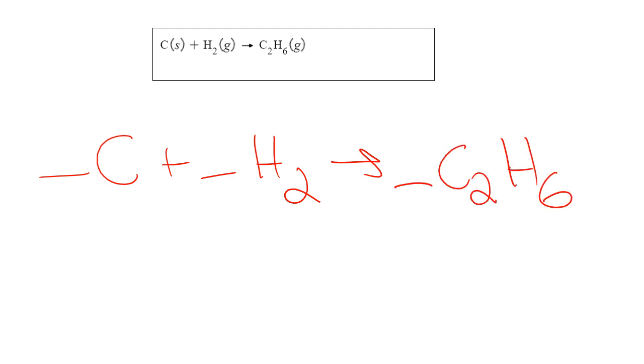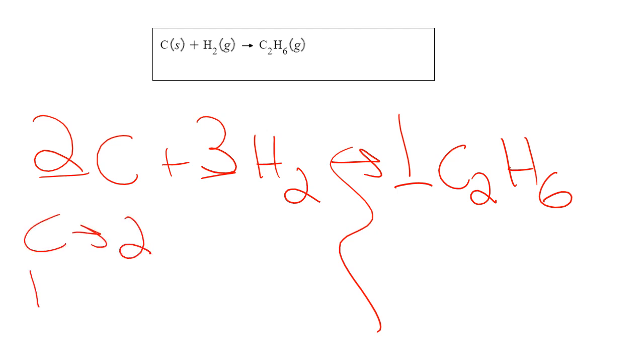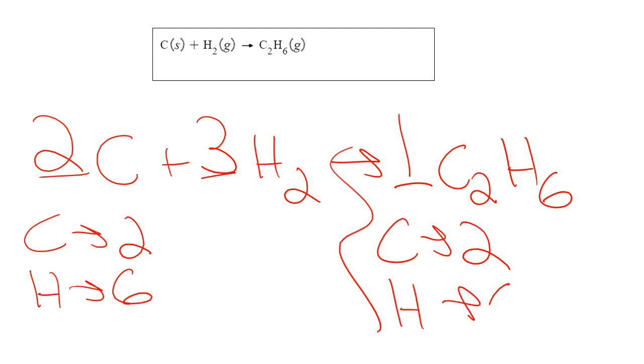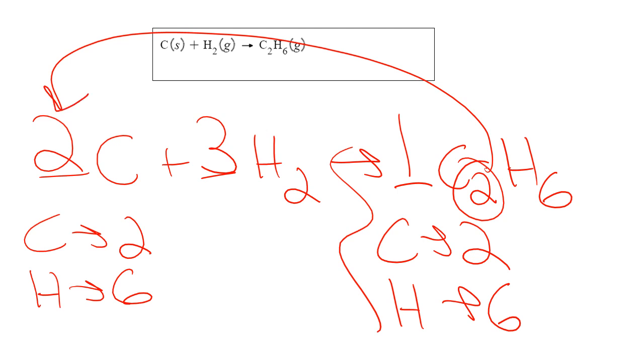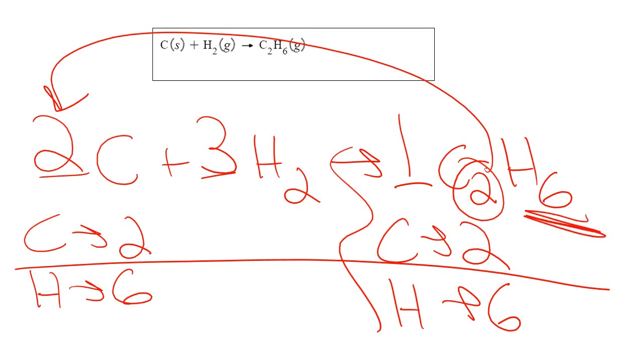Balance everything but hydrogen and oxygens first. We want to balance the carbons. Then balance hydrogens. 3, 1. Carbon 2, hydrogen 6, carbon 2, hydrogen 6. So there's a 2 there. I put a 2 in front of carbon. I knew carbon was then balanced. And then want to balance hydrogens. There's a 6 there, so I put a 3 there.